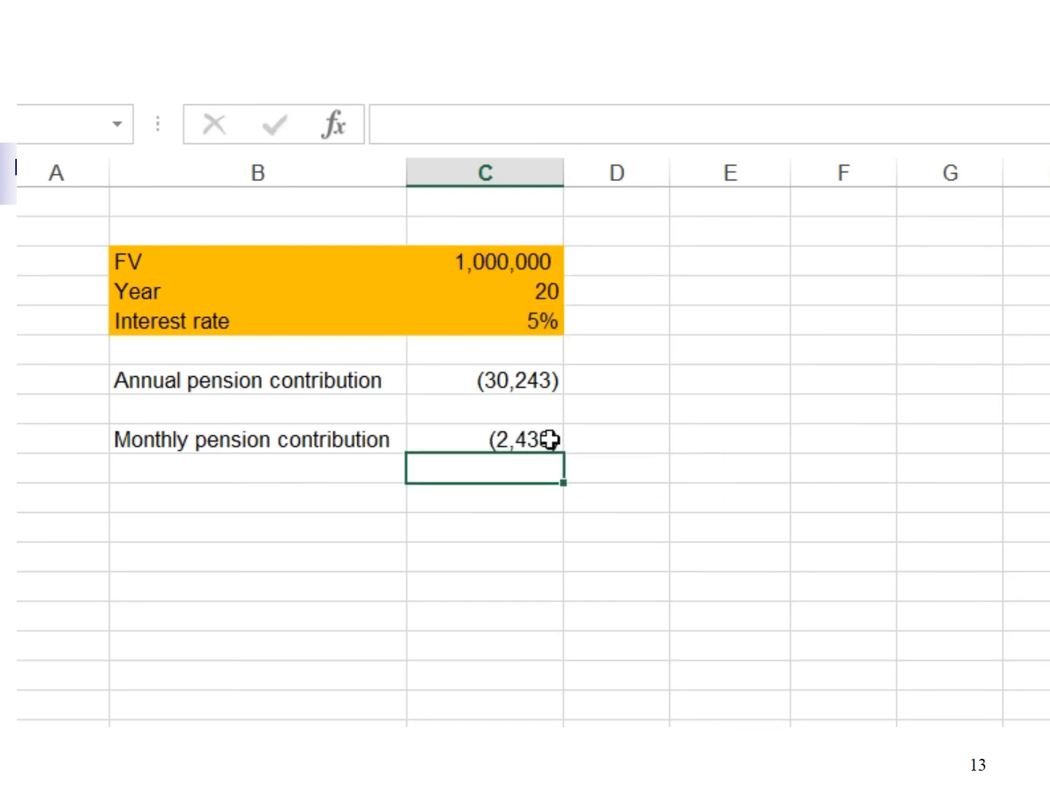Here is the answer. We need to save about $2,433 in order to achieve 1 million.